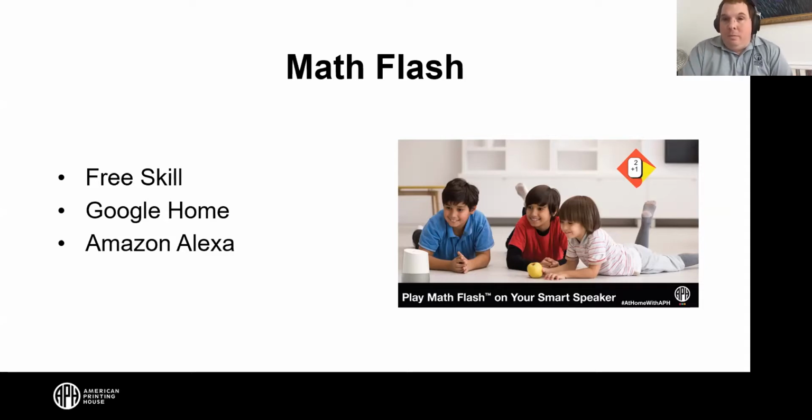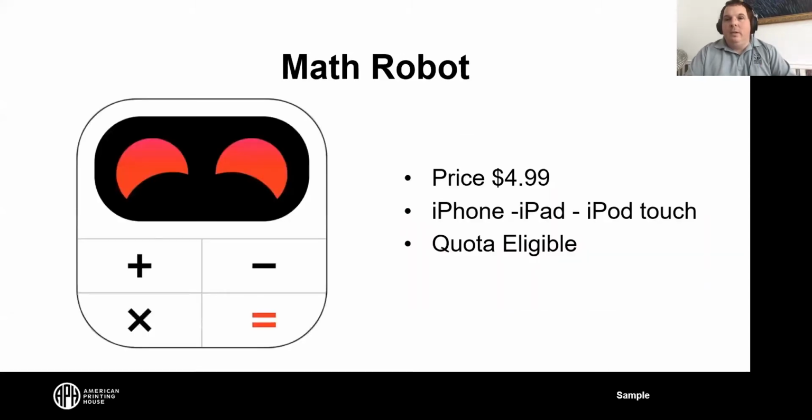Okay, so we're just going to review everything to make sure everybody's clear on what we've got. The MathFlash, we demonstrated the Alexa skill. There's also a Google Home action for that, and of course those are free. And here's MathRobot, $4.99. On here it shows that it's available for all of iOS. I do believe Joe mentioned that it was just for the iPad. Is that correct, Joe? That is correct. Sorry about the error there. MathRobot is for iPad only.